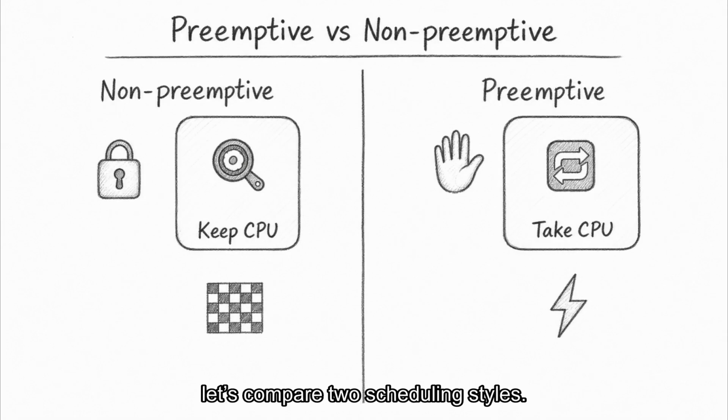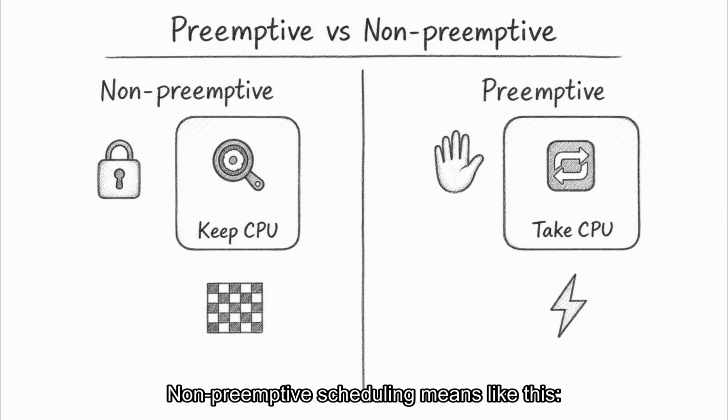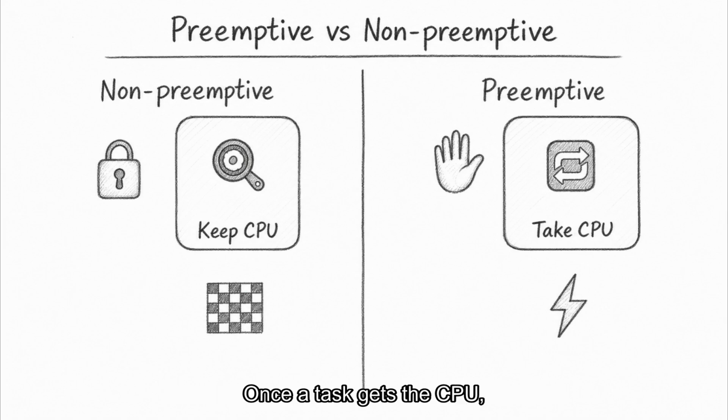Now, let's compare the two scheduling styles, preemptive and non-preemptive. Non-preemptive scheduling means this: once a task gets the CPU, it keeps using it until it finishes. The operating system does not stop it in the middle. It's simple, but it can be slow. If one task takes too long, other tasks are going to wait.